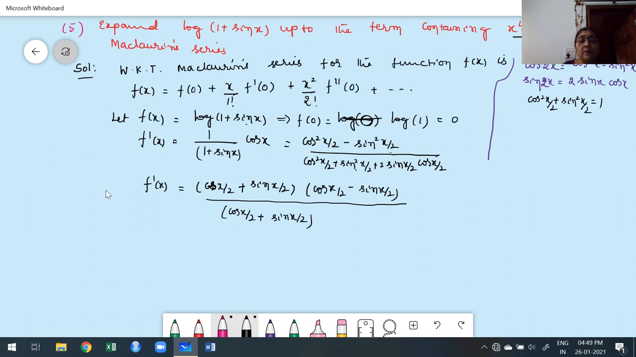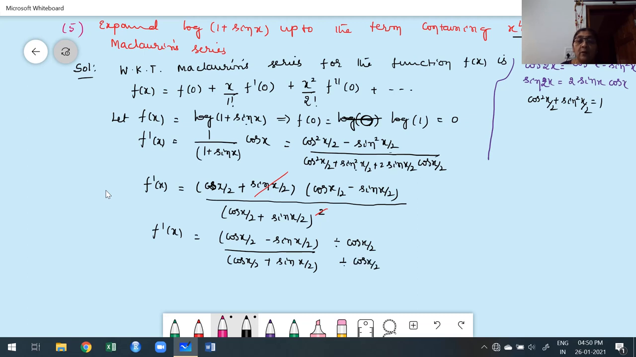Why do I insist cos is a? Because this is already taken. A is cos x by 2, b is sin of x by 2. Now observe carefully, whole square, this is whole square. A square plus b square plus 2ab is a plus b whole square. Now this term is cancelled, square of that. What's the remaining here? Still I'm doing the simplification, f dash of x is nothing but cos of x by 2 minus sin of x by 2 whole divided by cos of x by 2 plus sin of x by 2. Both numerator and denominator divide by what? Cos of x by 2.